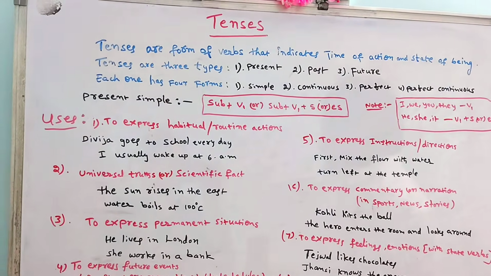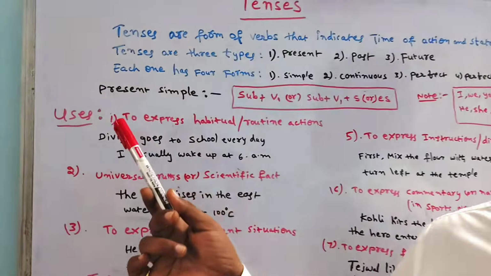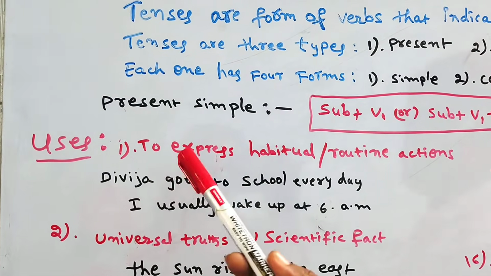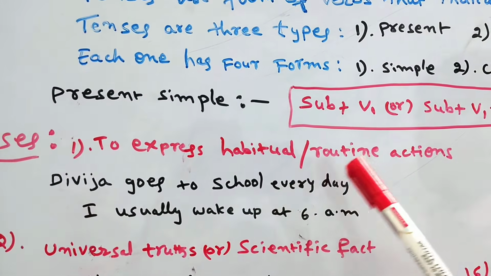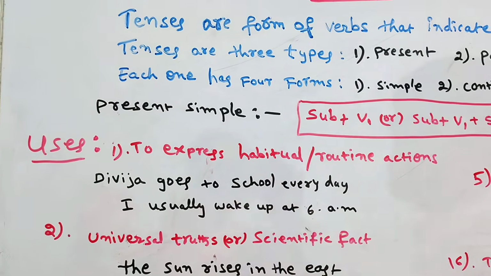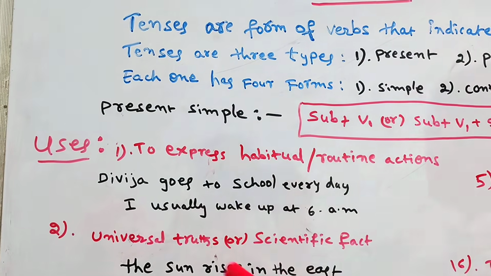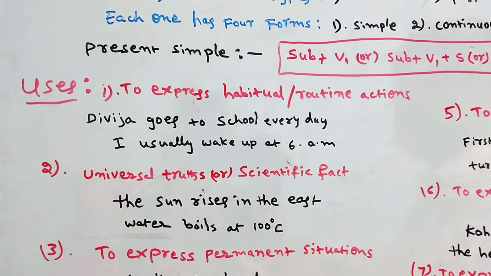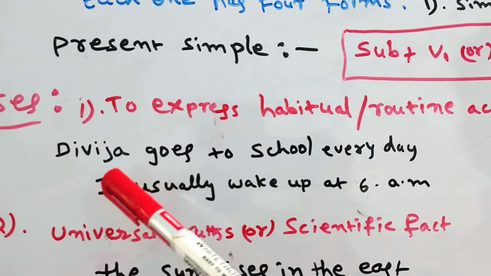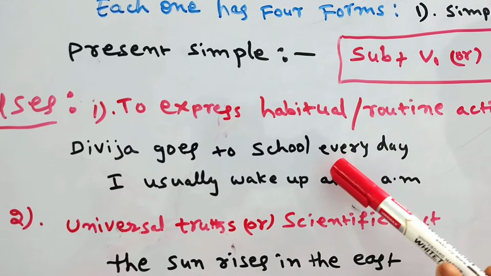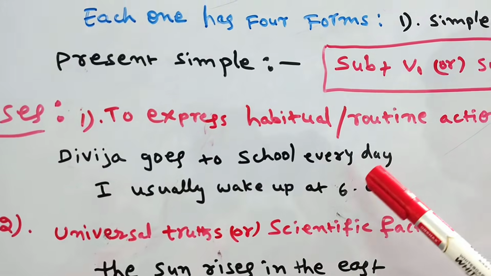Now let's look into the uses of simple present tense. First one, to express habitual or routine actions, for example, any repeated actions. Look at this example, it will make it clear. Divija goes to school every day. Every day is a clue word.